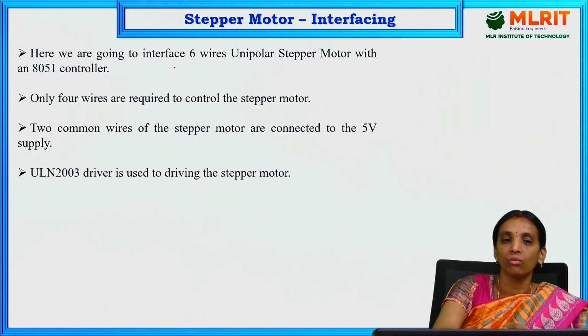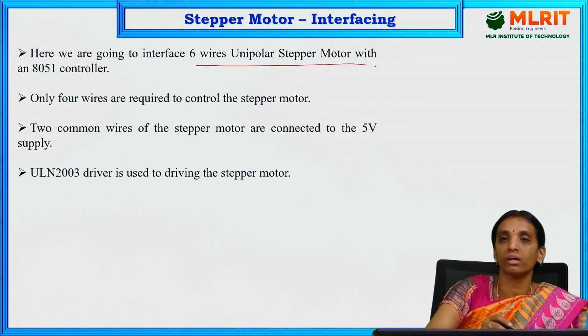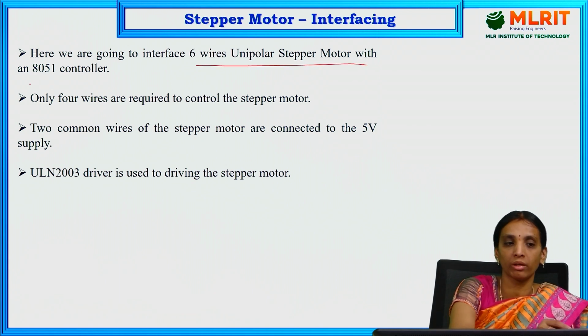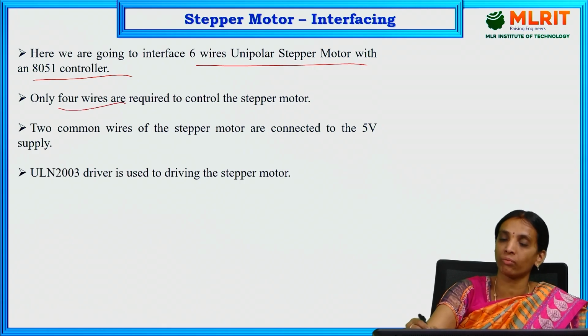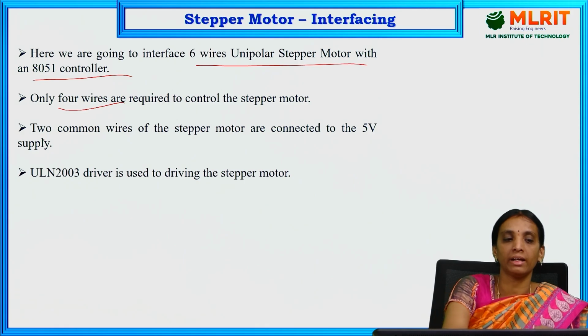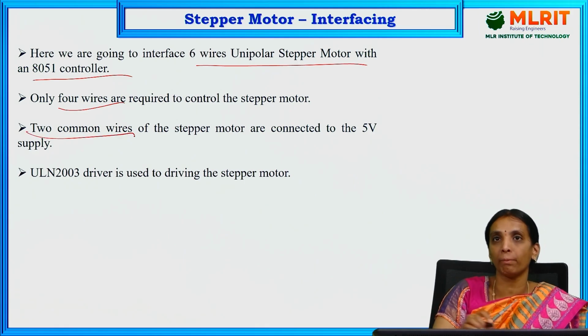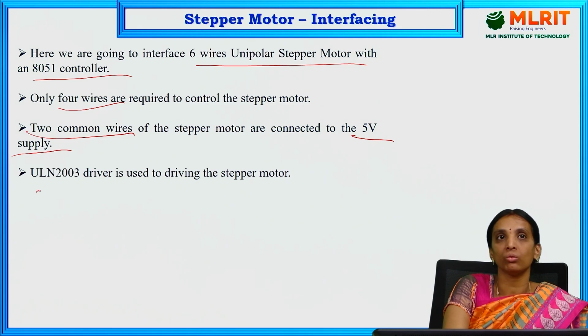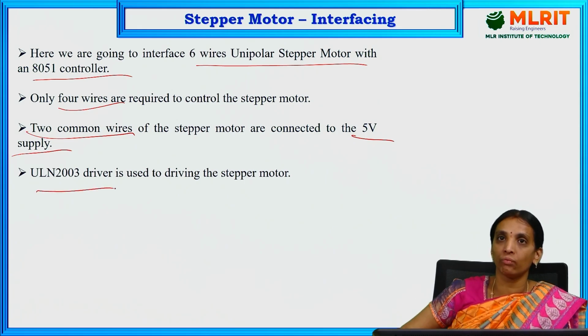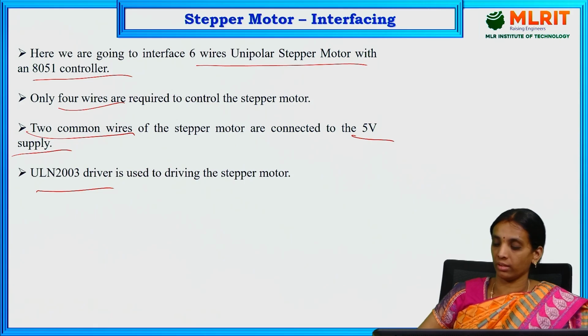For interfacing a unipolar stepper motor with the 8051 microcontroller, there are 6 wires, but only 4 wires are required to control the stepper motor. 4 wires are for the 4 coils, and the other 2 common wires are for power supply and ground. The ULN 2003 driver is used for interfacing the stepper motor with the 8051 microcontroller.